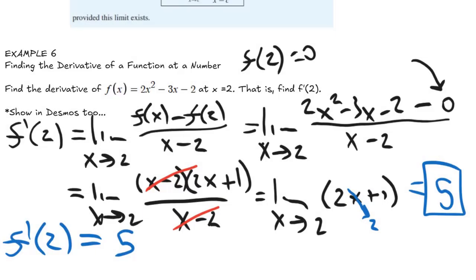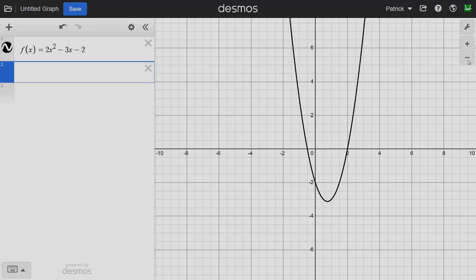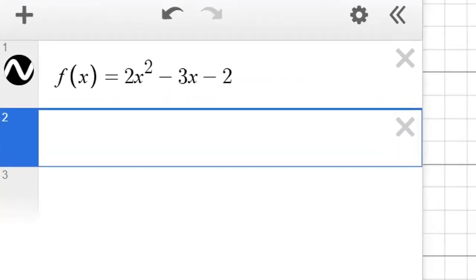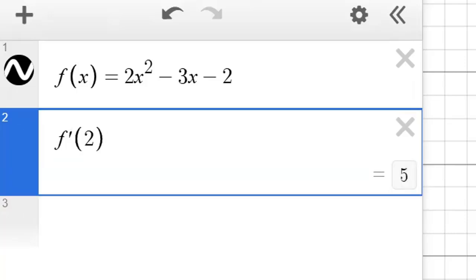Now I'm going to show you how to do this in Desmos. This can be very helpful in checking your solutions for this section, but you also want to know how to do this analytically and make sure you have the background algebraic skills to be able to do this. So in Desmos, we just enter the function, and then in the next line, you literally type in f prime of 2, and it gives you the answer 5. Again, this is a way to check the answers that you're getting analytically. You can't always rely on just going into Desmos and getting the answer that way.